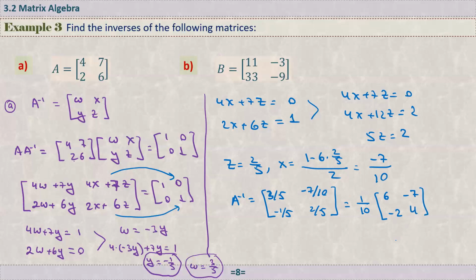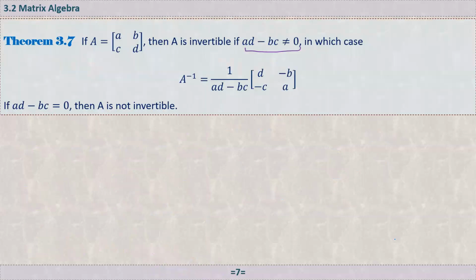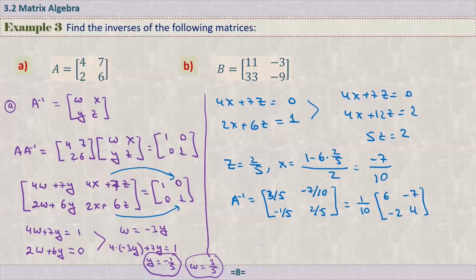Now, if you just look at the formula, what we have in the formula is AD minus BC, right? That means AD, that is 4 times 6, minus 7 times 2, so 24 minus 14, that's equal to 10. That is our AD minus BC.